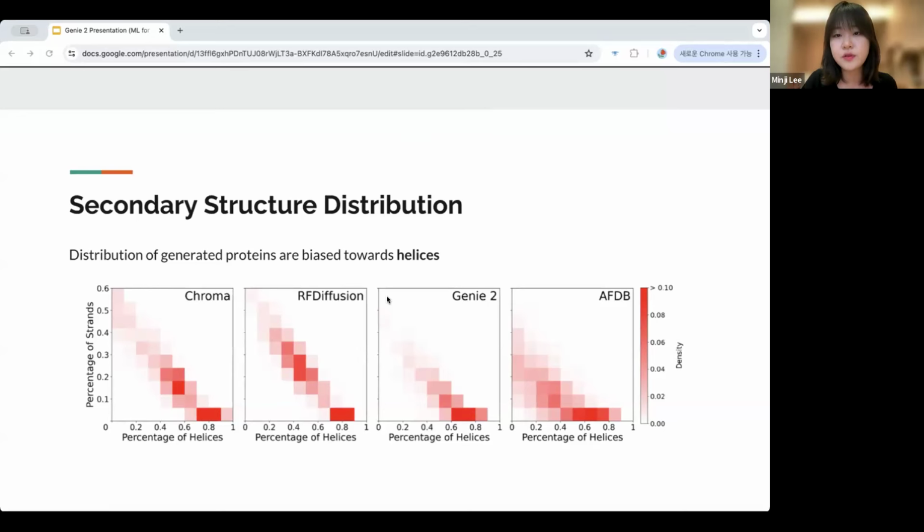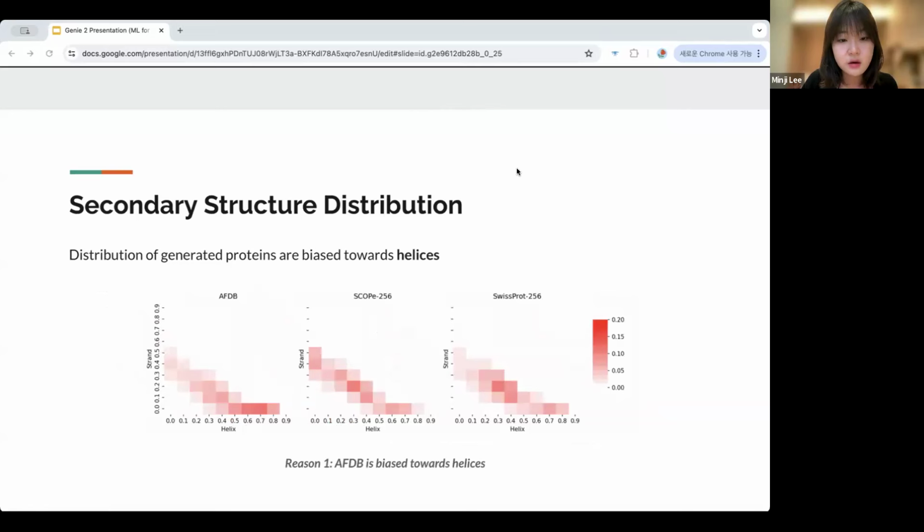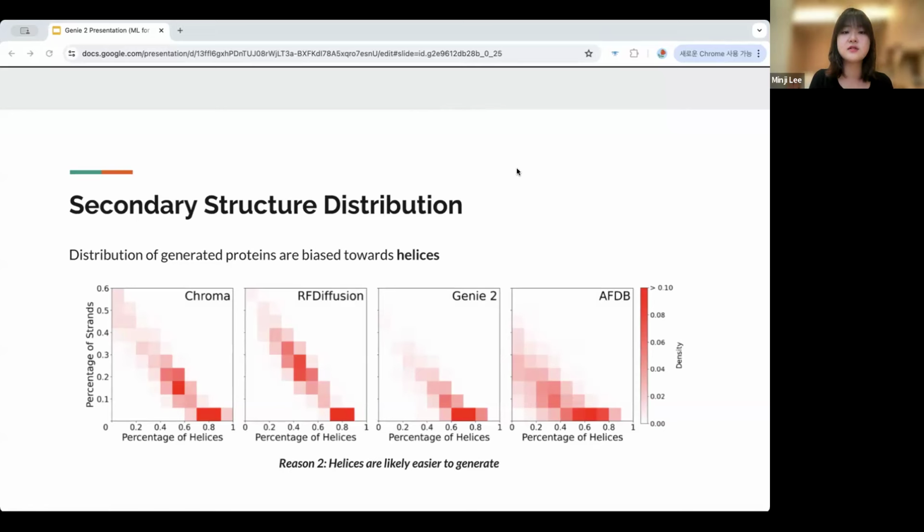We came up with several reasons for this. First, the AlphaFold database itself is biased toward helices compared to other databases such as CATH or Swiss-Prot. Also, helices are likely easier to generate than beta sheets as they involve local interactions, while sheets involve long-range interactions. These reasons might explain why Chroma, which employs a different architecture from Genie, is also biased toward helices.